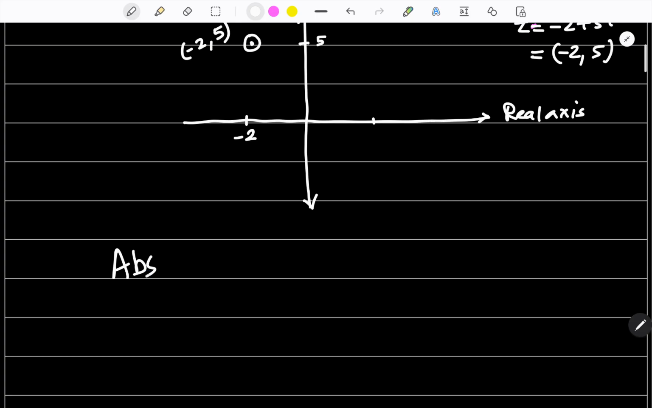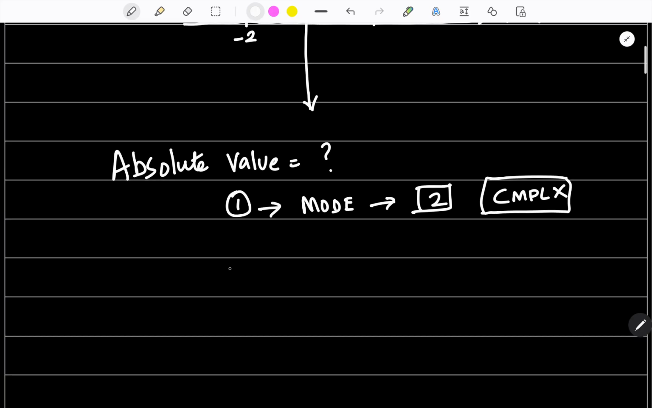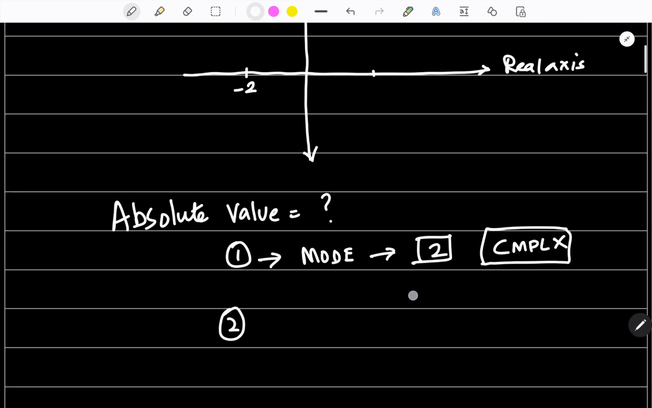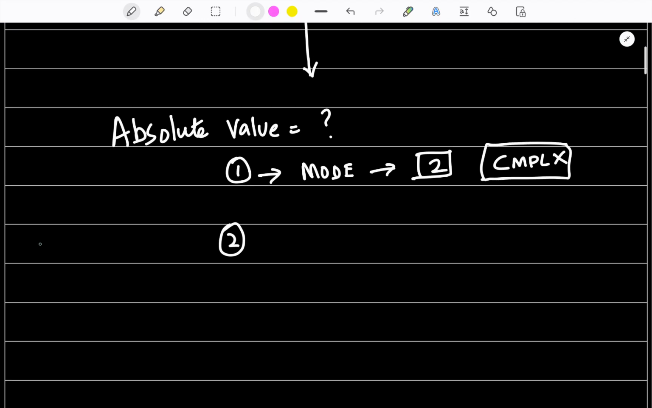I told you, absolute value you can find by calculator. How are you going to find it with the calculator, right? Step number 1, first step, you go to mode and press number 2. If you press number 2, the screen will show complex. Once the screen has come complex, step number 2 is you type z is equal to minus 2 plus 5i.